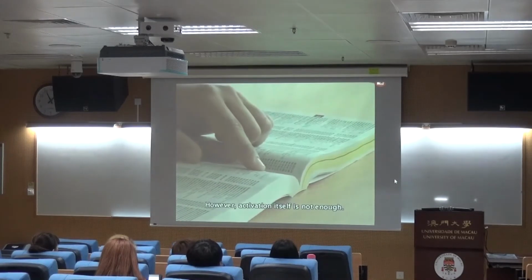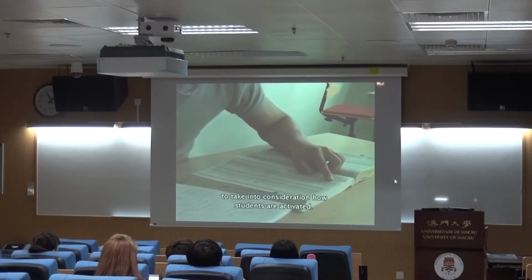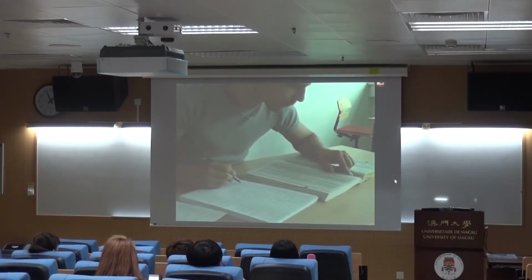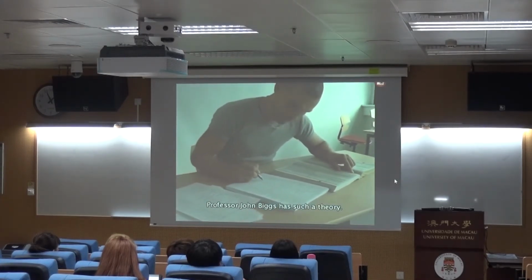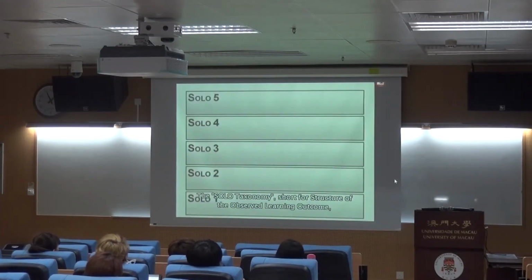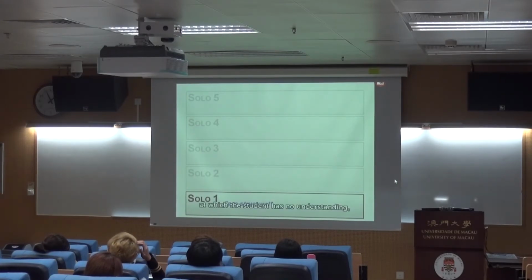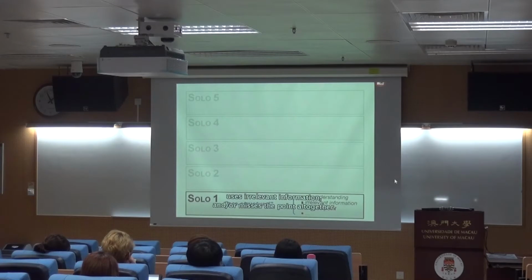However, activation itself is not enough. We also need a theory of understanding to take into consideration how students are activated. Professor John Biggs has such a theory. The SOLO taxonomy, short for structure of the observed learning outcome, distinguishes five levels according to the cognitive processes required to obtain them. The lowest level in the taxonomy, level one, is known as the pre-structural level, at which the student has no understanding, uses irrelevant information, and or misses the point altogether.